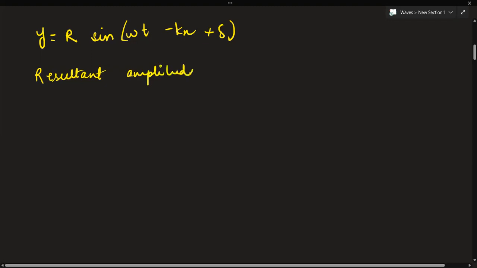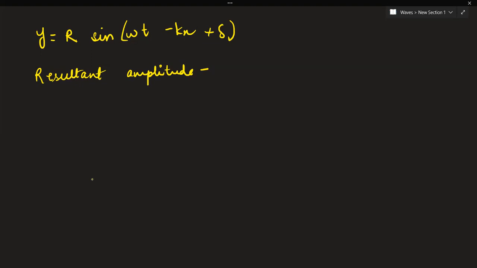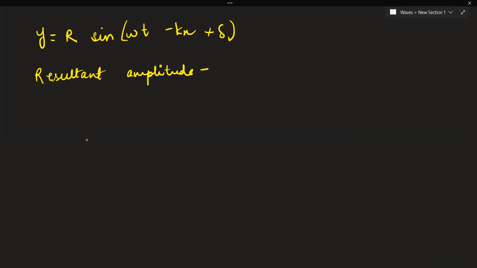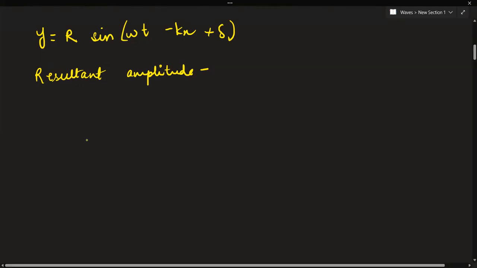Now see, you must have done the parallelogram law of vector addition when you started class 11. So, does anyone remember the formula for the parallelogram law? A square plus B square plus 2ab cos something. See, if two vectors are provided, let's say A and B are the vectors, then the resultant of the vectors is given by A square plus B square plus 2ab cos of the angle between the vectors.